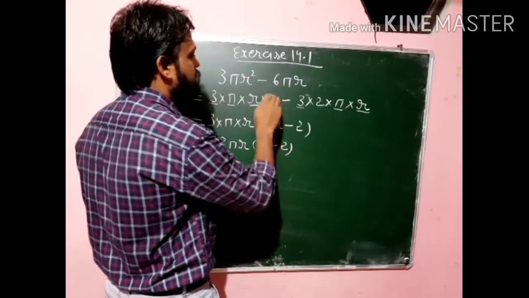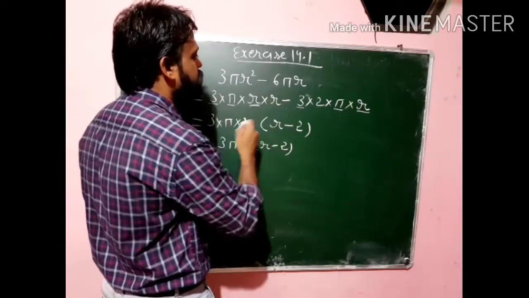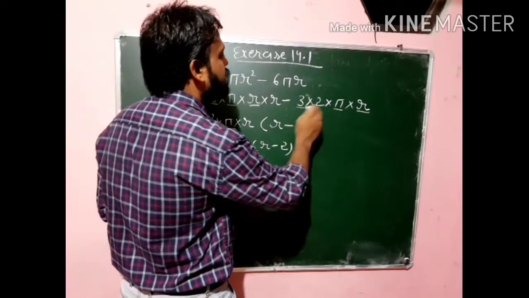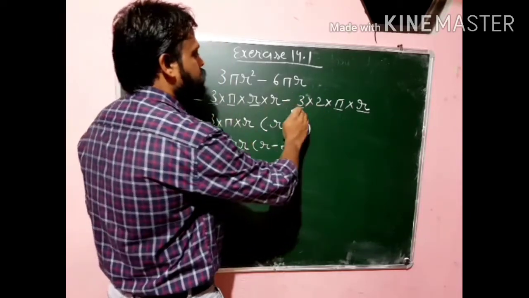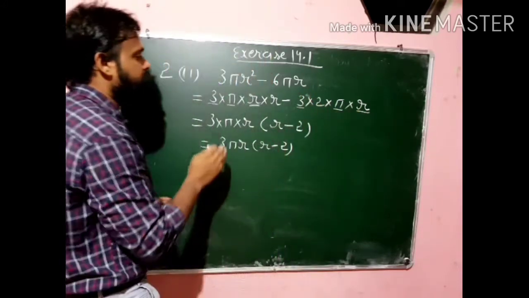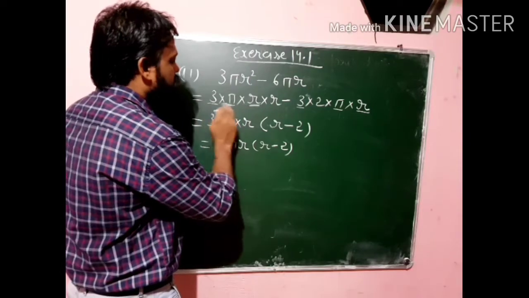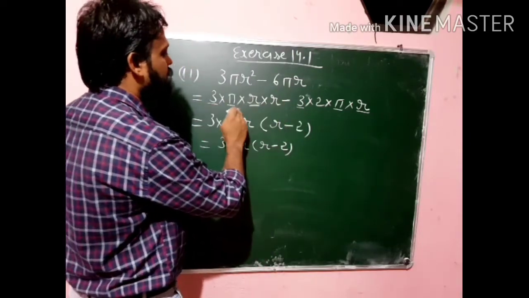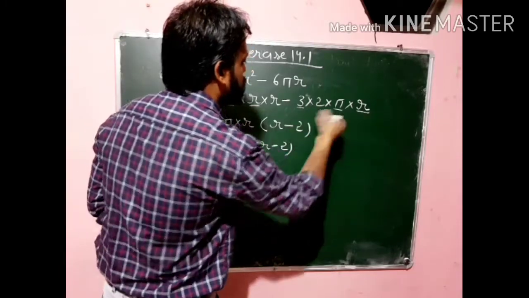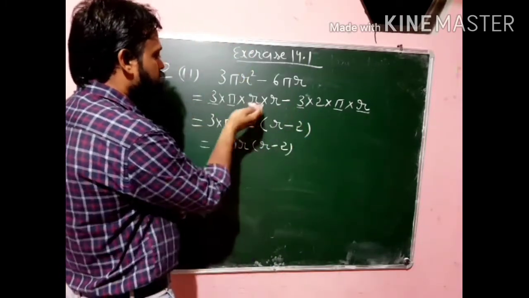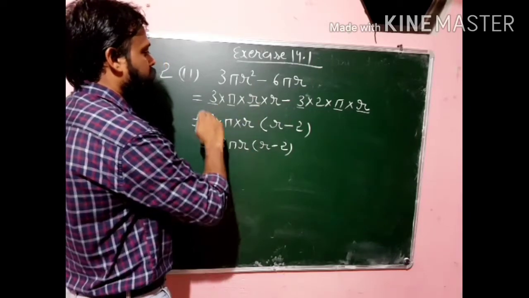Then see this 6. Of course we have to make the factors of 6 also. So it will be 3 into 2. So 3 multiplied by 2 and multiplied by pi multiplied by r. Again I told you that you have to mark the common factors in each term. In this case 3, pi and r. These terms are common. So take them common and write down the next step.